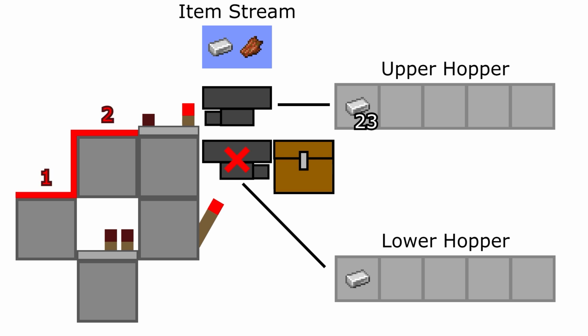When an iron ingot happens by, everything happens the same as before. The ingots stack up to 23, the lower hopper unlocks, everything's great. But then a rotten flesh shows up. It doesn't stack with the iron ingots in the first slot, so it falls into the second slot.